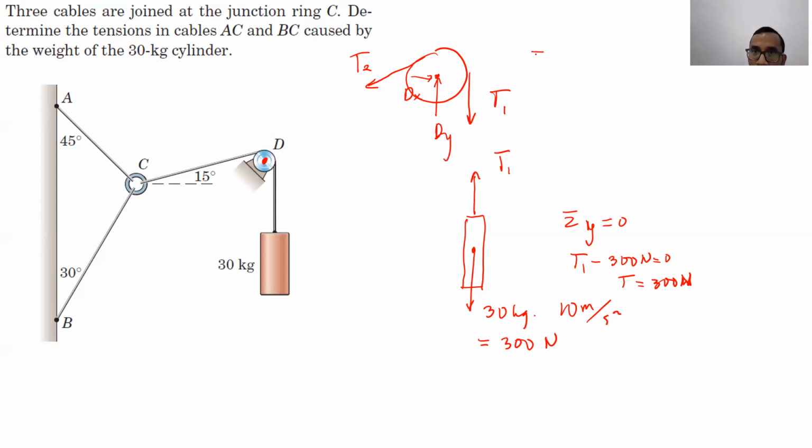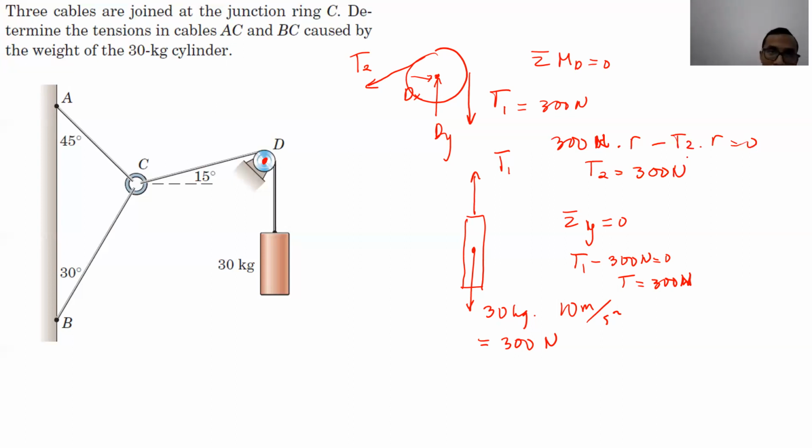So we can solve for T2 using sigma moment at T equal to 0, because T1 is known already here. T1 is 300 Newton. Sigma moment at T equal to 0. What we will have is 300 Newton from T1 multiplied by the radius minus T2 multiplied by the radius equal to 0. What we will have is T2 equal to 300 Newton. So now we know the tension here, T2.